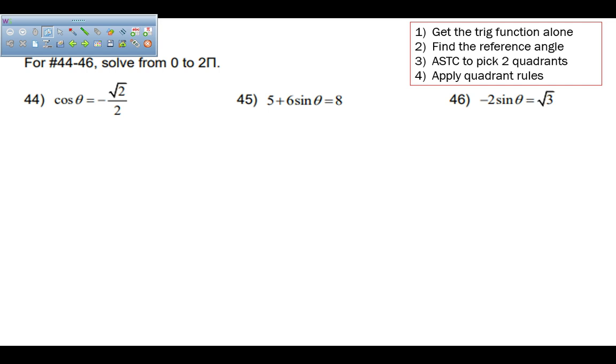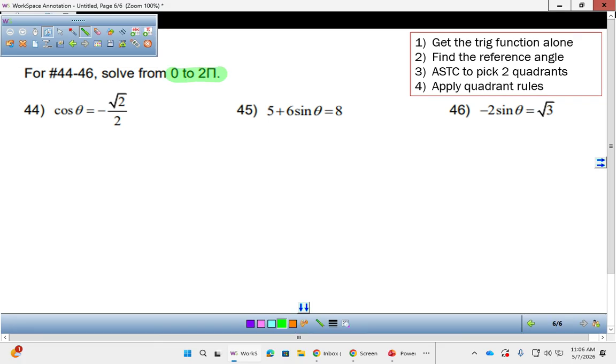And those rules are going to involve adding and subtracting fractions. And if you don't have a calculator, then you have to find common denominators, right? So some elementary math here, but we are going to have to bring it back because we don't have calculators, all right? So again, the first step is get the trig function alone. In example 44, it's already alone. I just need to find the reference angle. Just keep in mind that when I pick the reference angle, I'm not picking 30, 45, or 60 because the directions say we want to use the pi angles.